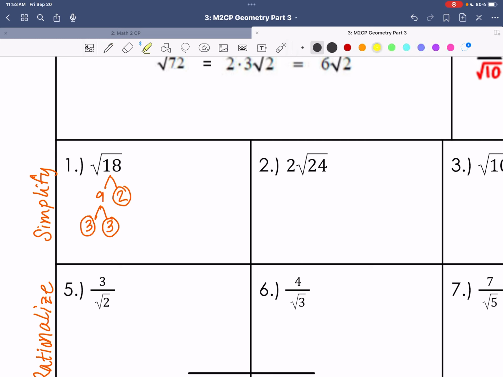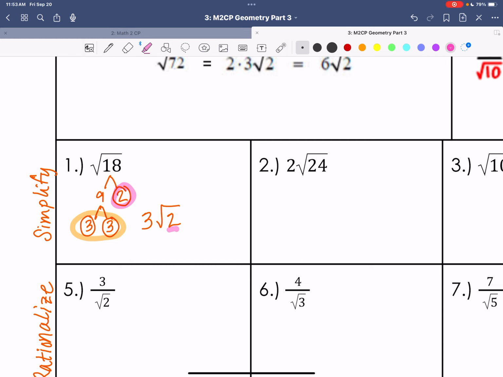So now let's start to find our pairs. I've got a pair here, and so I'm going to write that as 3. And then I have a leftover here, and that's going to go inside the radical since it's leftover. All right, that's it. So 3 radical 2 or 3 root 2, you'll hear both ways said.